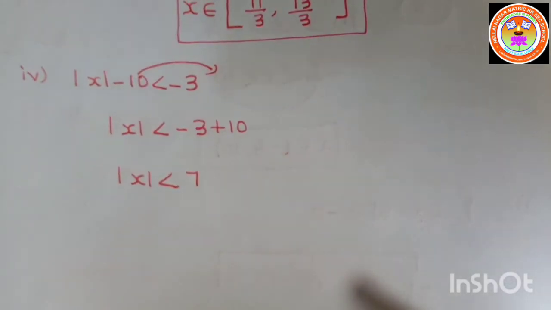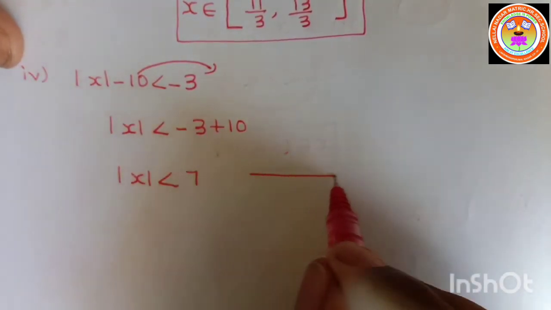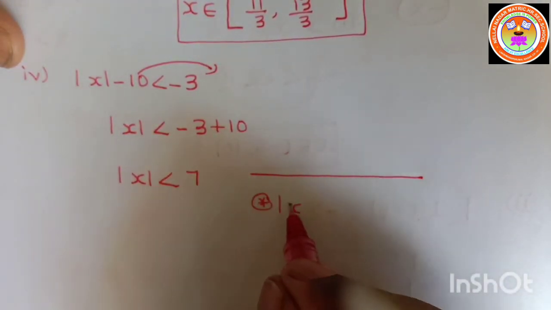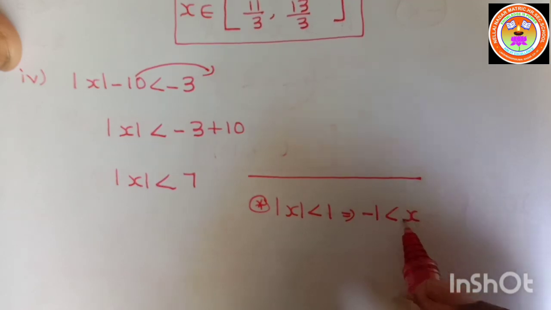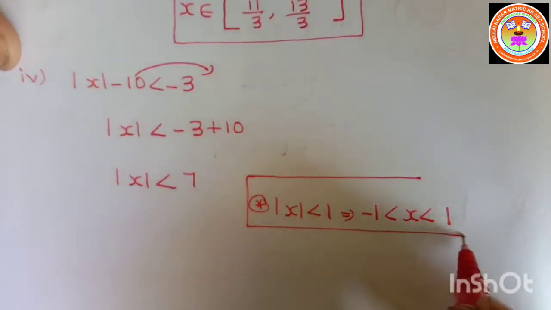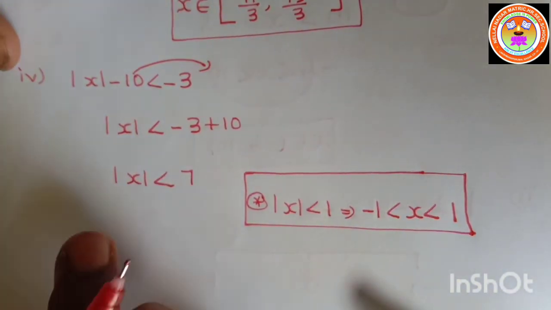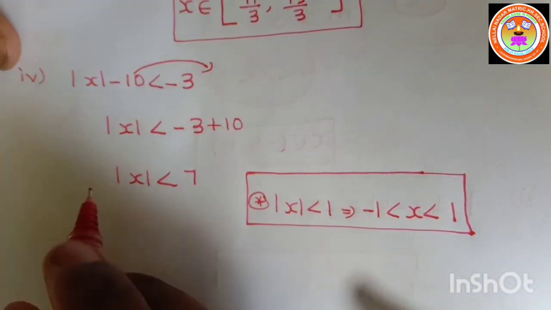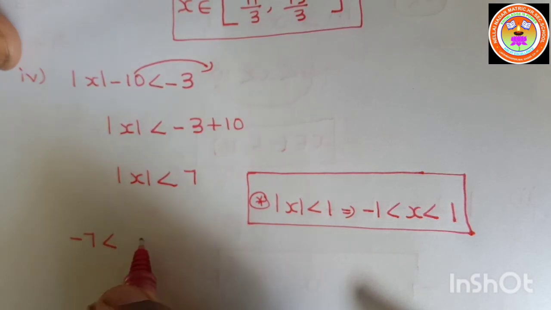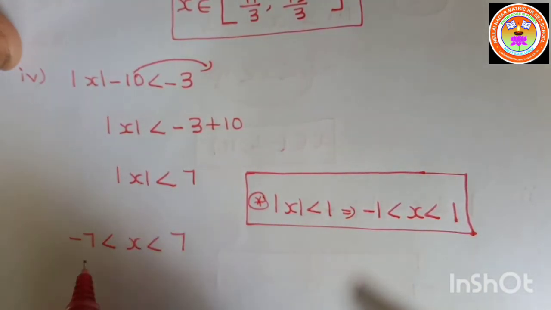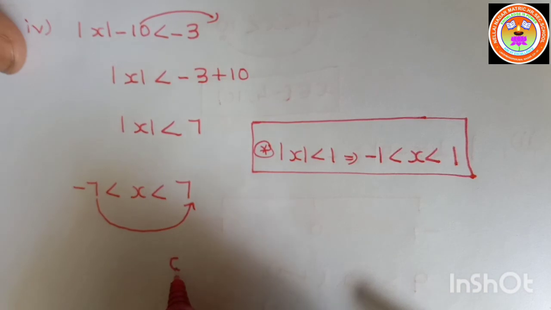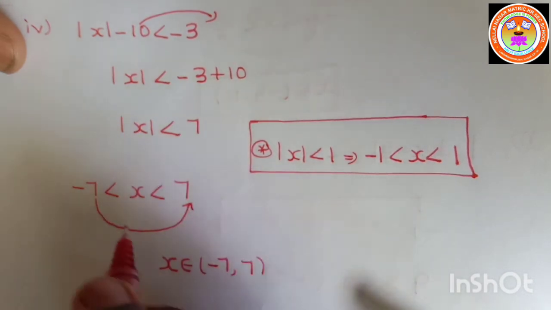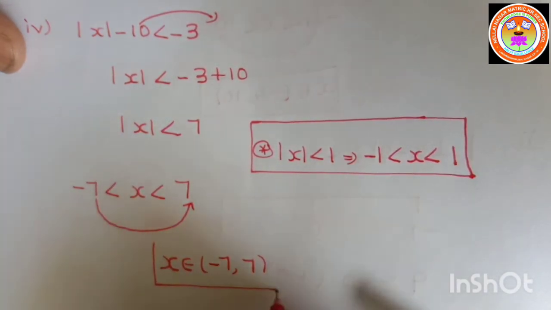Already I have given the hint. What is the hint? Modulus of x less than 1, so minus 1 less than x less than 1. Now applying it to the result, modulus of x is less than 7. So minus 7 less than x less than 7. The value becomes minus 7 to plus 7. x belongs to (minus 7, plus 7). Less than given, open interval.